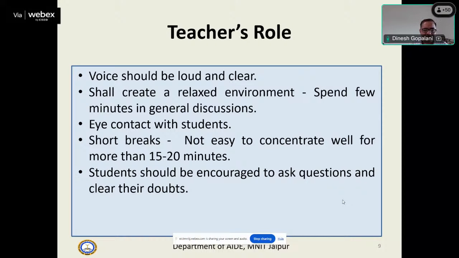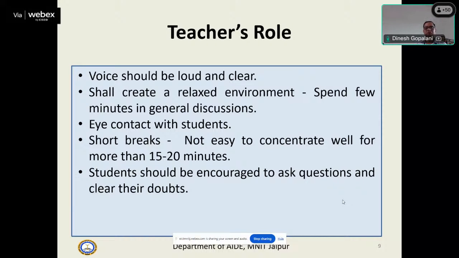You can have some general discussion, something you can talk about in general, something related to the course also. You can bring up some current affairs in between, maybe related to the course, so it may not be just out of context. It happens with time, with experience you get these things.